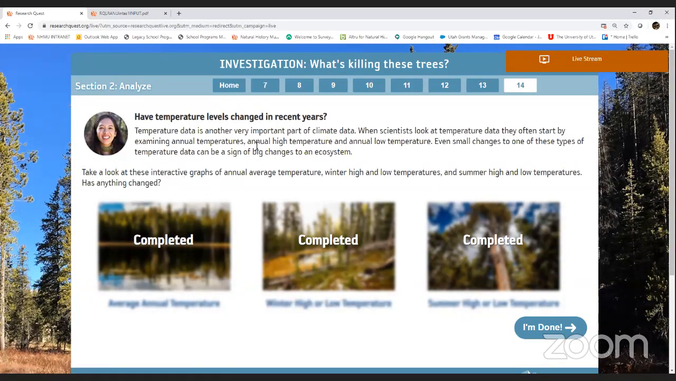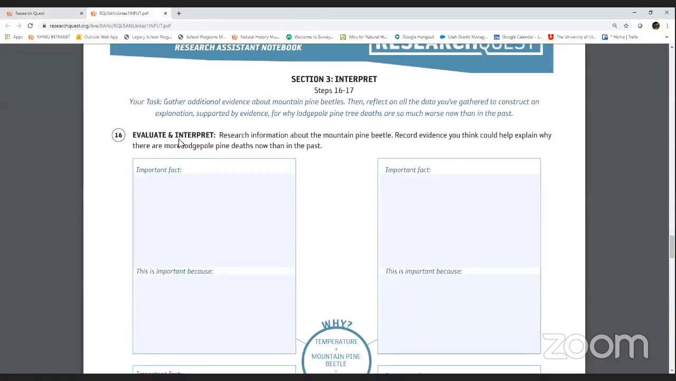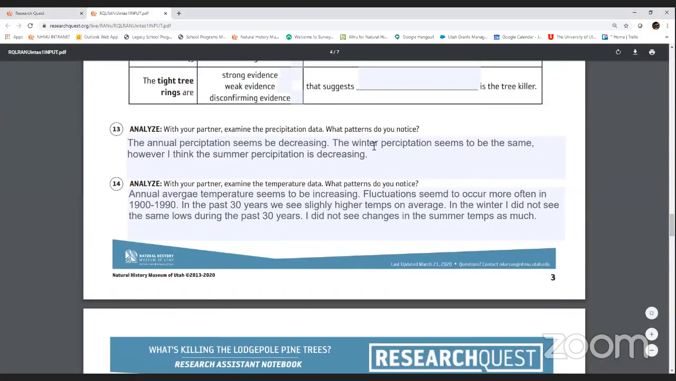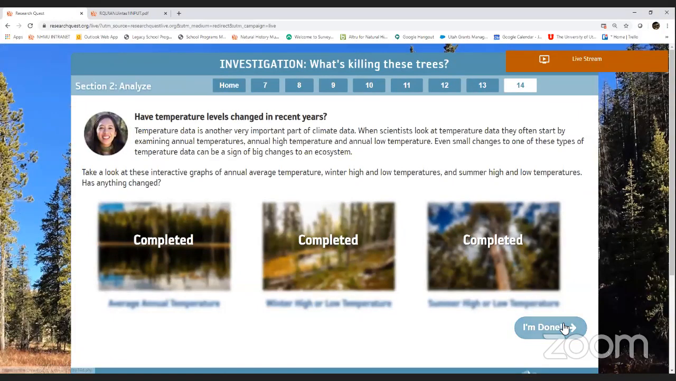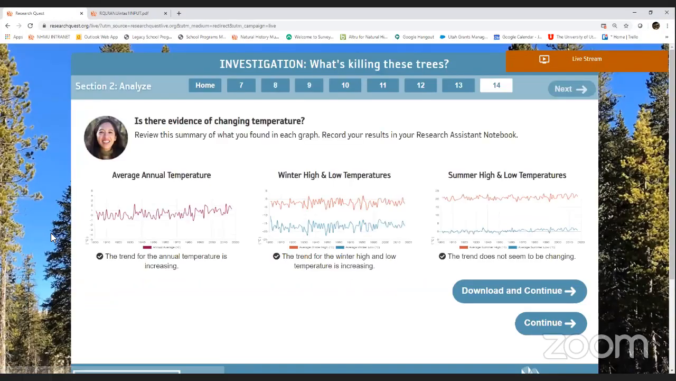So when I looked at this data, what I saw for both the precipitation and for temperature, I did observe some changes, especially in the last 30 years. It seemed that the trends had changed. And so I added those notes here to my research assistant notebook. I'm going to go ahead and select I'm done. And if I want to download the notes about those trends, I can go ahead and download that here, and it has my responses for what I observed.